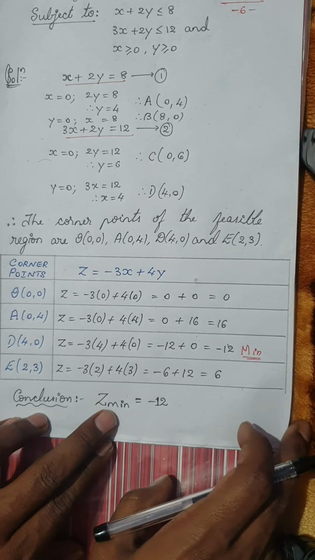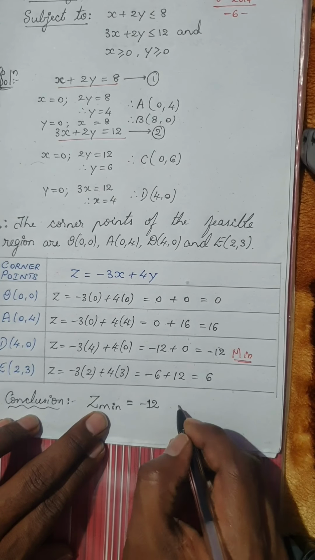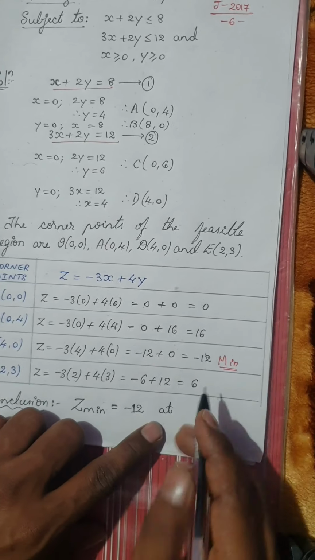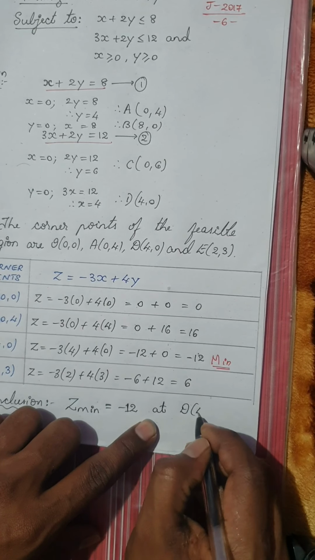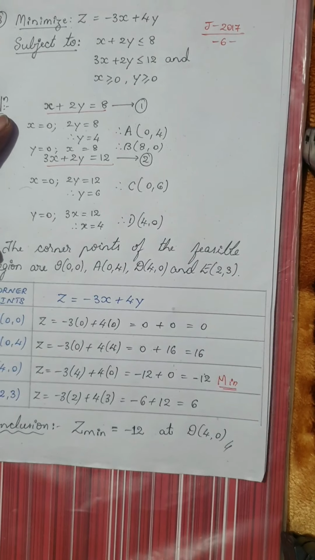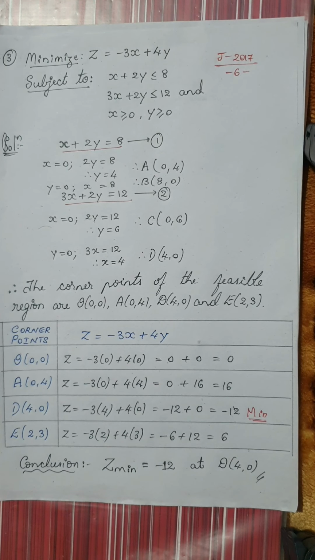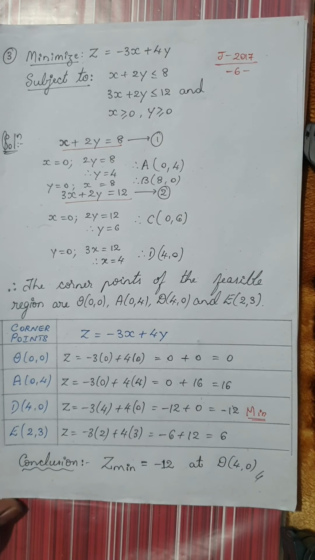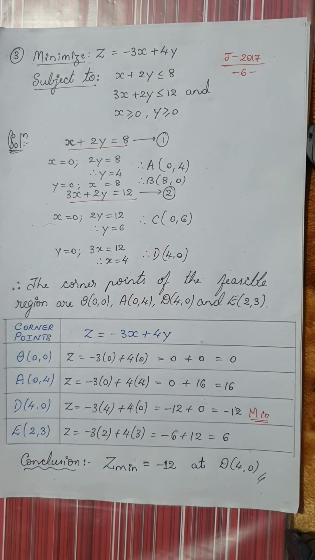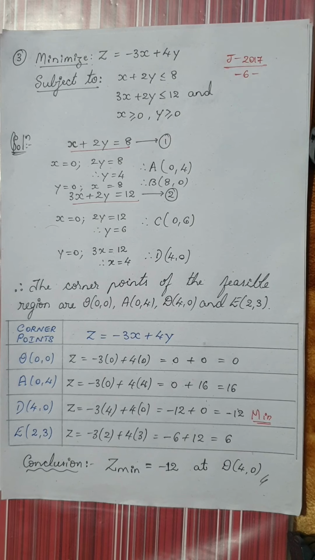Z minimum is minus 12, and where? At the point D, which is 4 comma 0. Okay, so this would conclude the total process of finding the solution of the linear equation by graphical method.